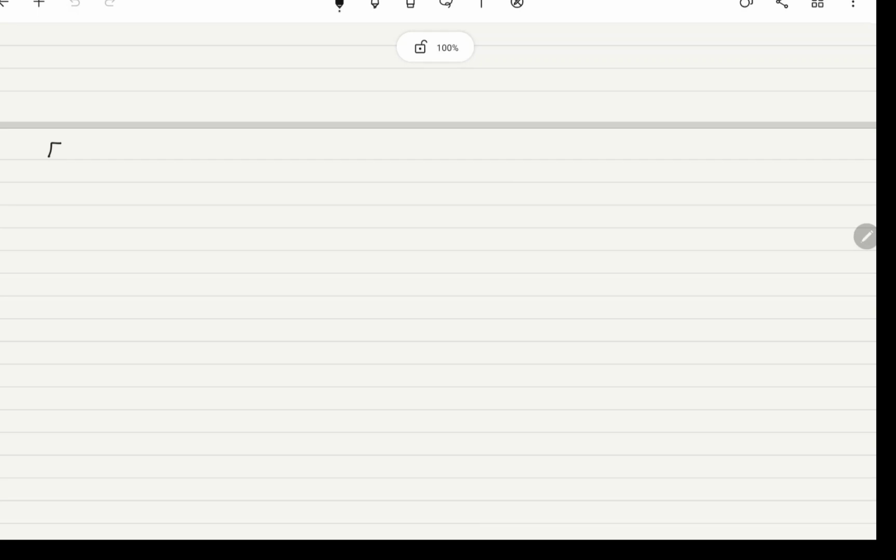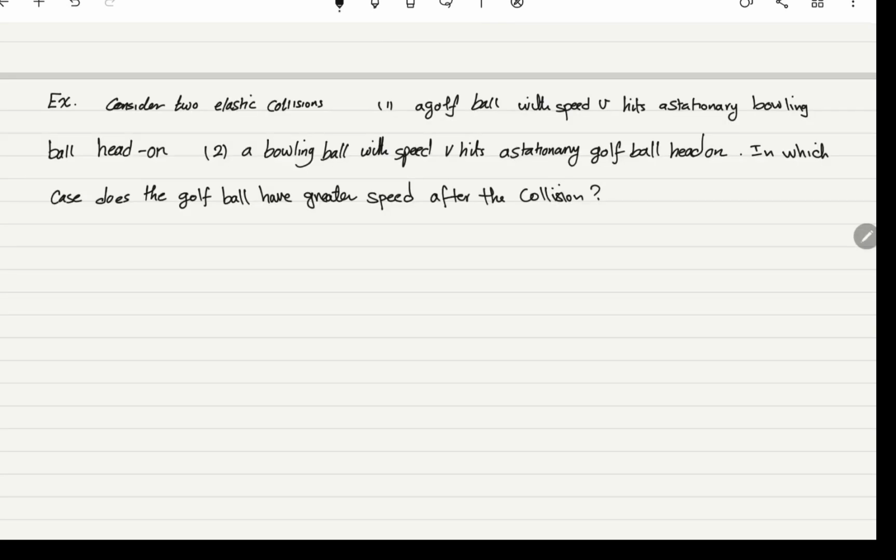Example: consider two elastic collisions. A golf ball with speed v hits a stationary bowling ball head on. The other case, a bowling ball with speed v hits a stationary golf ball head on. In which case does the golf ball have a greater speed after the collision?